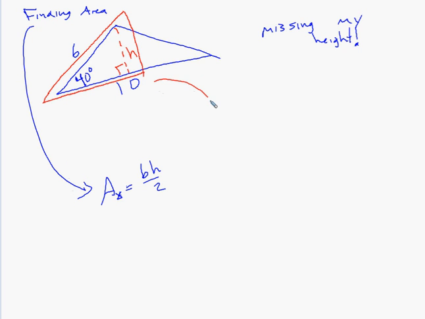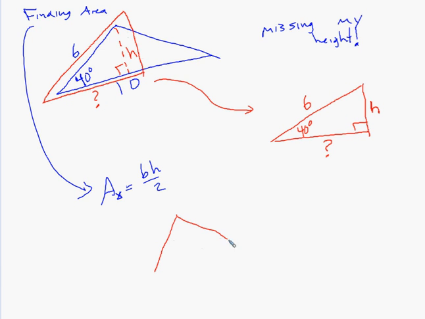Okay, so let's take this right triangle over here. Now we know this is a 40-degree angle. We know this is 6. I have the hypotenuse, and this is the height of my triangle. Now, do I know this side right here? Is it 5? Or is that too easy? Okay, let's draw this triangle and see.